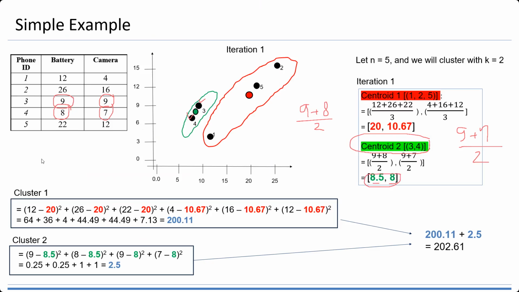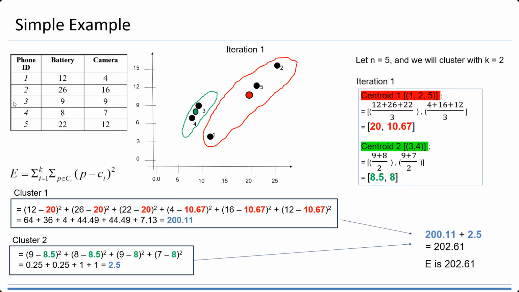Now, we want to find the sum of square distance. What is the sum of square distance? It is to get the distance from every object. It is every data object minus the center point. So let's see. I want to know the cluster 1. Okay, so this is the cluster 1. In cluster 1, I have 1, 2, and 5.